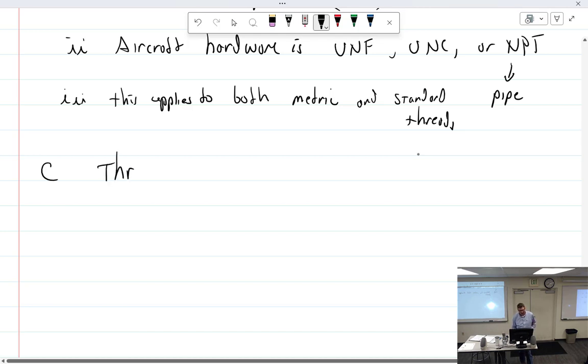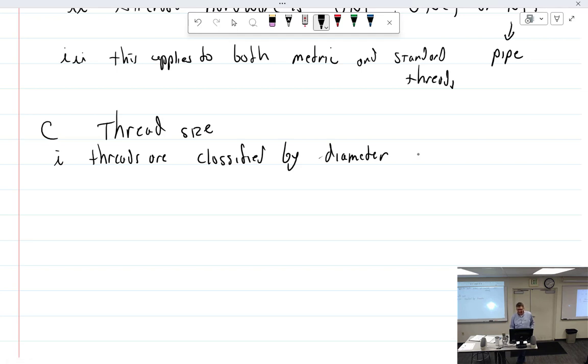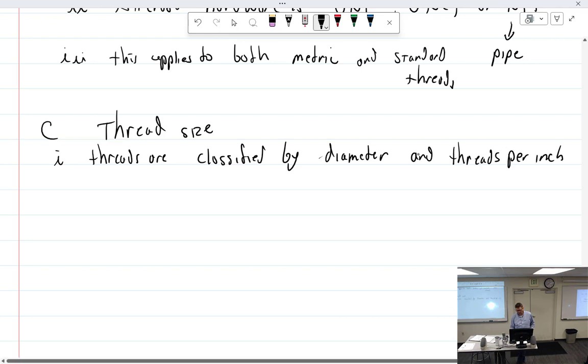So thread size. We talked about this in 309. Threads are classified by what? How do we determine thread sizes? It's threads per inch. What's the first thing, though, typically? Diameter. Diameter of what? The shank. Not the head size, bolt size. Diameter, and threads per inch.